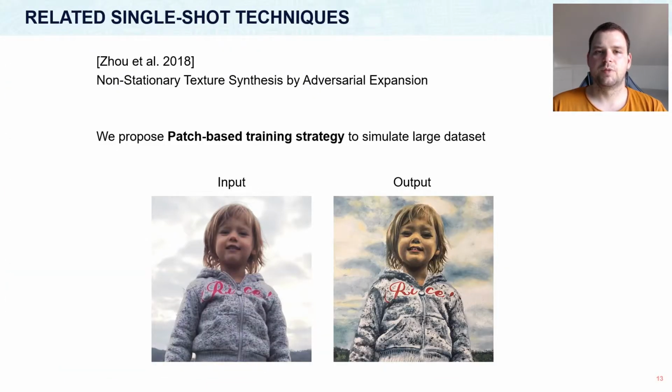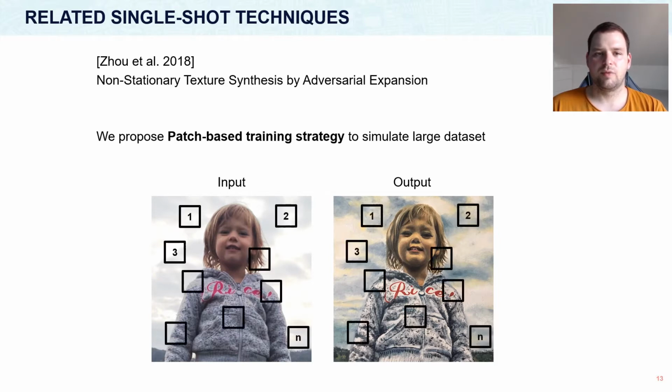To alleviate this issue, we got inspired by the recently published work of Zhou and colleagues, non-stationary texture synthesis by adversarial expansion, and use a patch-based training strategy to simulate a large dataset that is needed by image translation networks, in our case, Stylization. We randomly sample small patches from the single training image and use them to train the network.